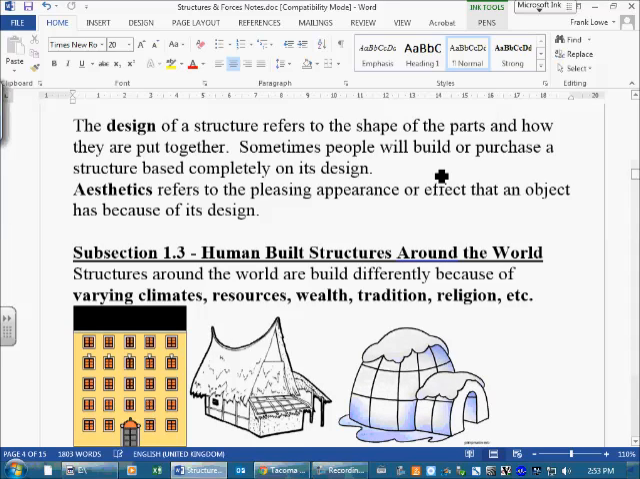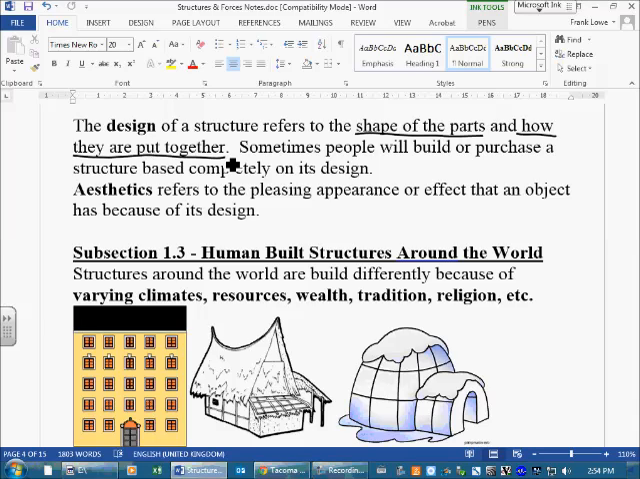Whenever we consider design, you can think about this: just look at something in the living room or wherever you happen to be. The design of something is based on the shape of the parts of that structure and how those parts are put together. Okay. If you take those two things into consideration, you could probably even throw in the materials that the parts are made out of as well. But design is how things look.